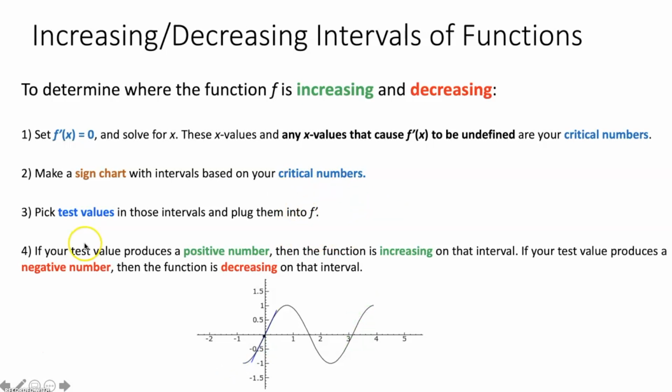If that test x value produces a positive number, then your function is increasing on that interval because your first derivative is positive, meaning the slopes of the tangent line to the curve are positive, meaning your function would be increasing. If your test x value produces a negative number, then your function is decreasing on that interval because the derivative is negative. The slopes of the tangent line to the curve are negative. Therefore, your function must be decreasing on that given interval.